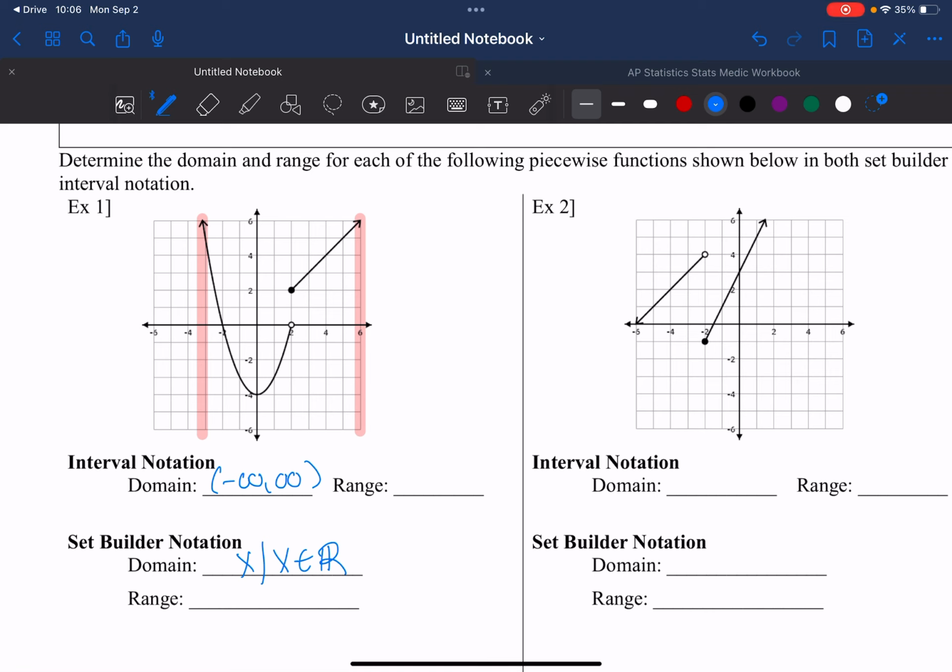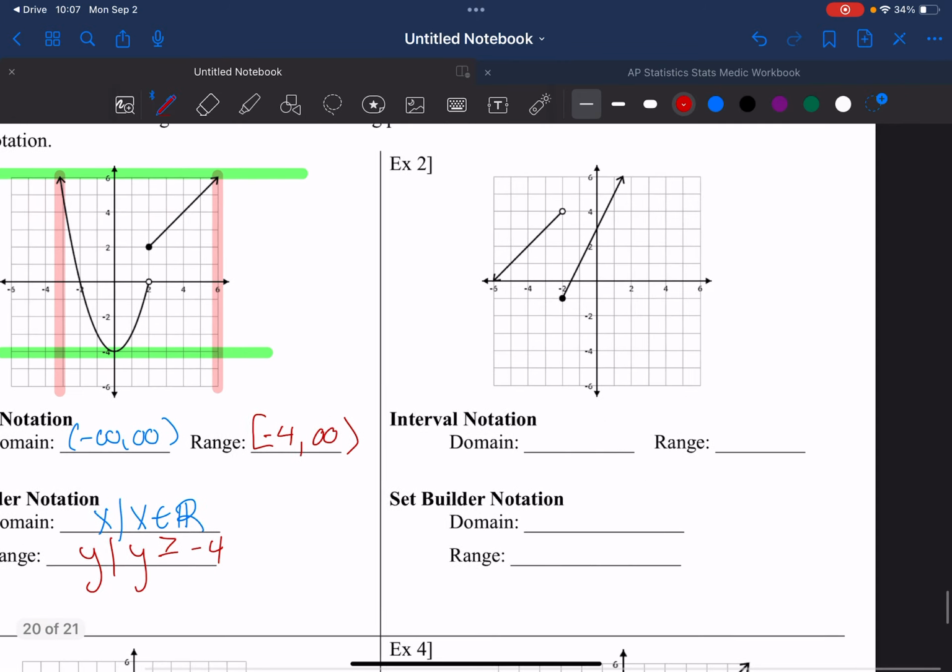Now looking at range, we have the minimum value here at negative 4, and then it goes all the way up to positive infinity because of those arrows. So we have from negative 4 to positive infinity. Since that negative 4 is on a solid line, we have a bracket around the negative 4. So this is saying all numbers bigger than or equal to negative 4: y such that y is greater than or equal to negative 4.